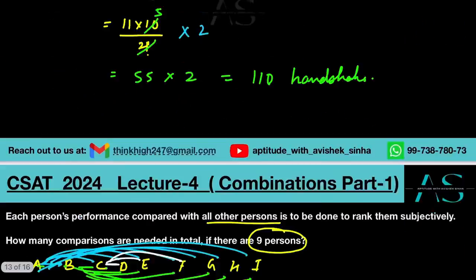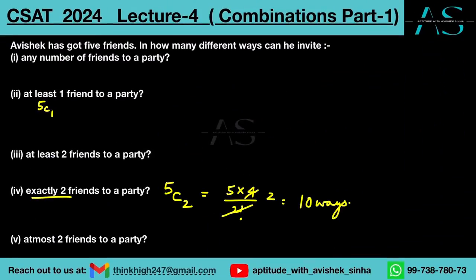Therefore, we write it as case number 2 plus 5C2. Or Avishek can choose to invite 3 friends at the same time. Or Avishek can choose to invite 4 friends out of his 5 friends. Or Avishek can choose to invite all 5 of his friends.